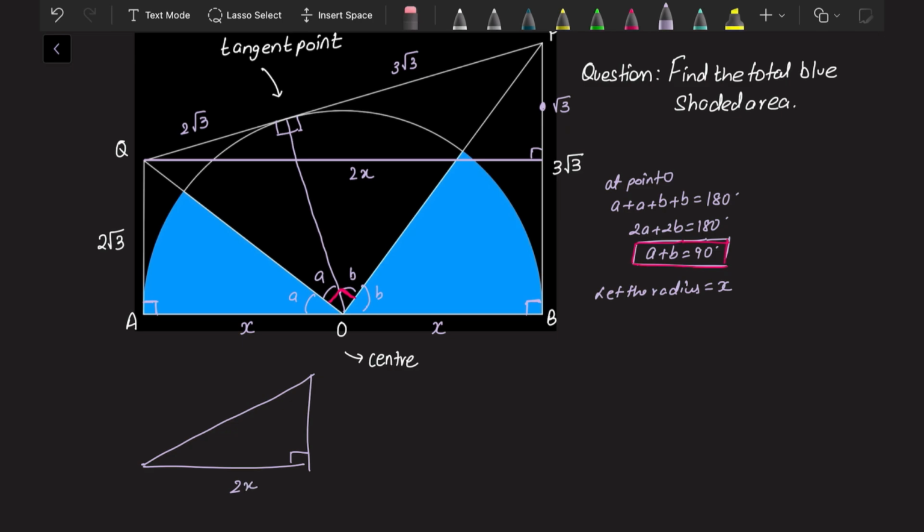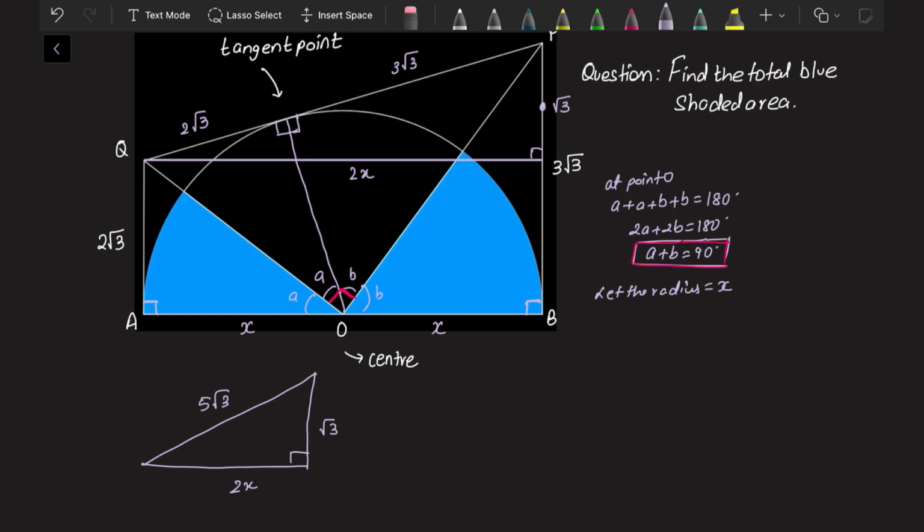So the base we have is 2x, the height is square root of 3. What about the hypotenuse? We have already dealt with that in the starting of the solution. We have found its complete length as 2 square root of 3 from here to here, plus 3 square root of 3 from there to there. So nice, we will have this length as 5 square root of 3.